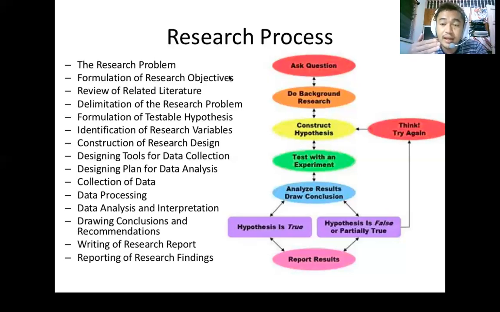Designing the plan for data analysis, of course, is also part of the methodology. It's part of the process that when you have this information, you also have to design how you are going to get and analyze the information.